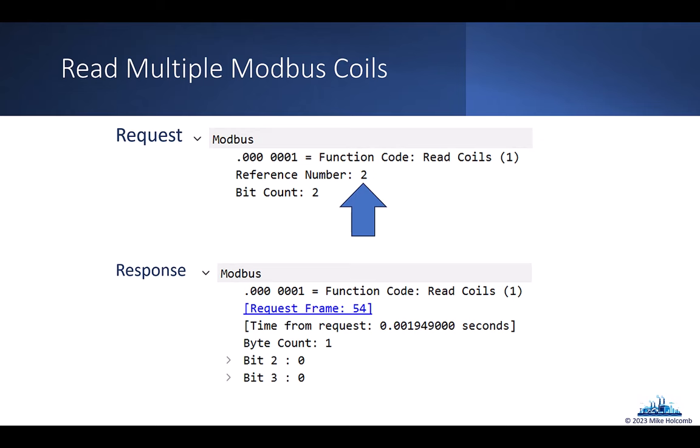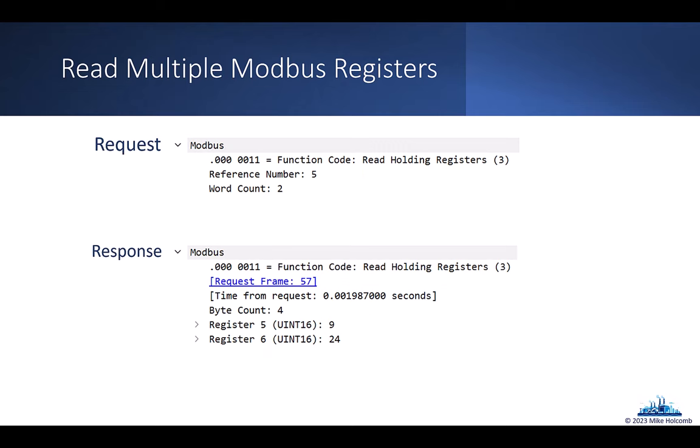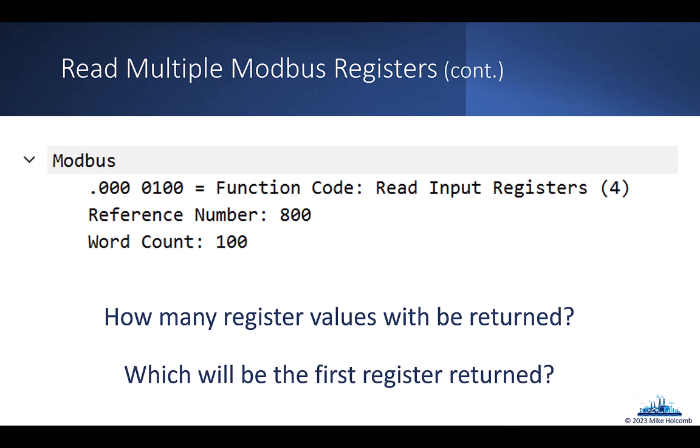Oh, and this is referencing where you don't have to pull one register or one coil at a time. You can actually say, hey, give me the next 10 coils or the next 10 registers. Right, you don't have to just do one at a time, which makes it nice. So we go through there.